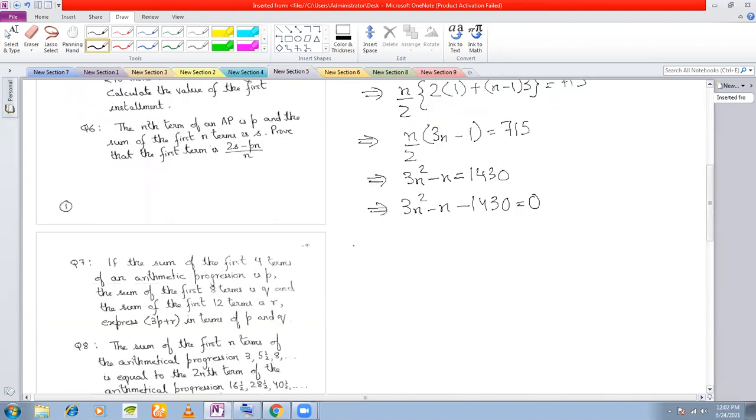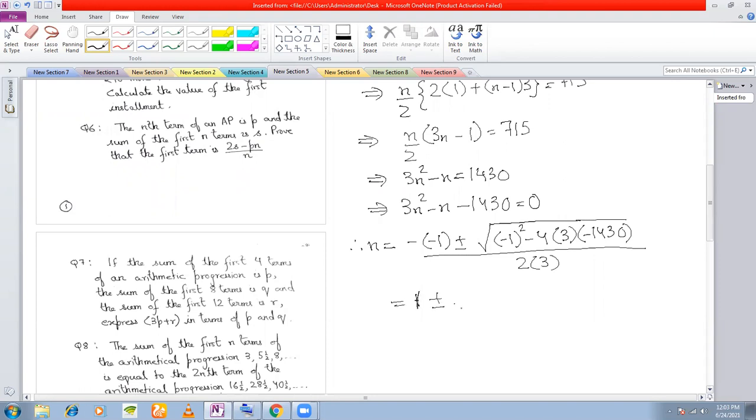Now we solve for n. Factorization is difficult, so we use the Sridhar Acharya formula: minus of minus 1 plus or minus root over b square minus 4ac, divided by 2a. So this is 1 plus or minus root over 1 plus 4 into 3 into 1430, which is 17160, divided by 6.